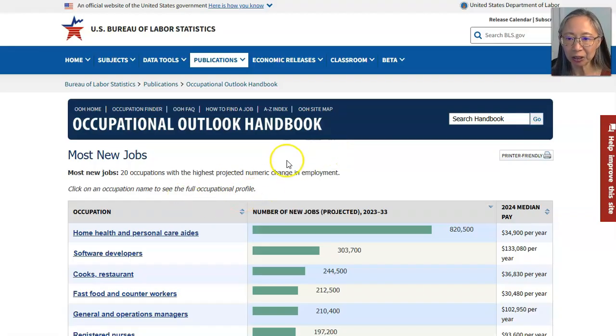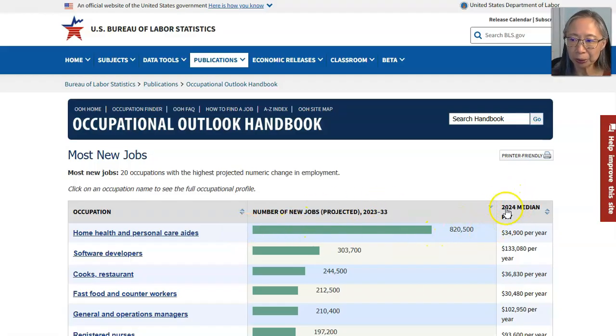So this is an ordering of the most new jobs, so the largest number of jobs projected for 2023 through 2033 are home health aides. They're projected to have 820,500 jobs to be created as new jobs. So this does not include people retiring or people quitting the job. These are new jobs that are being created. So home health aide is the largest category of jobs.